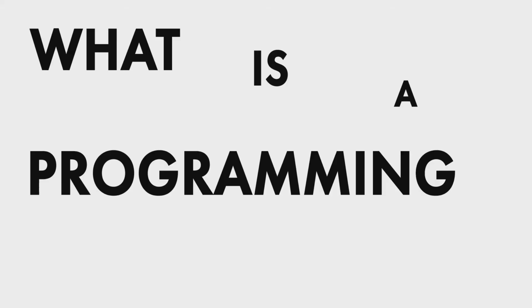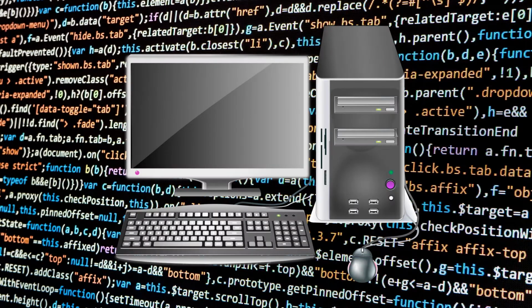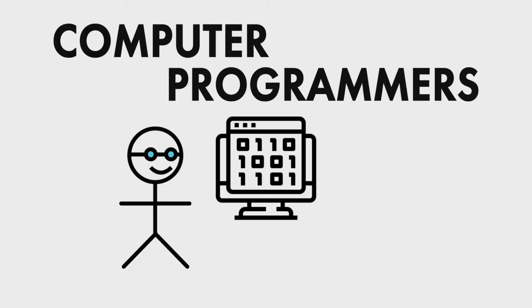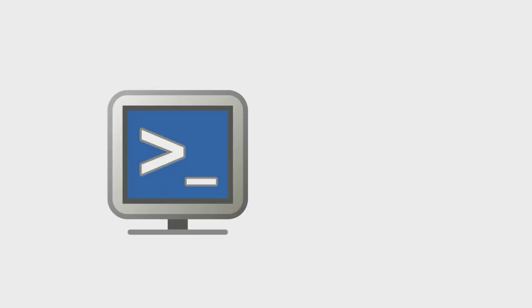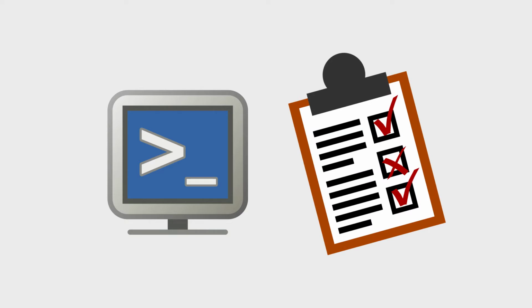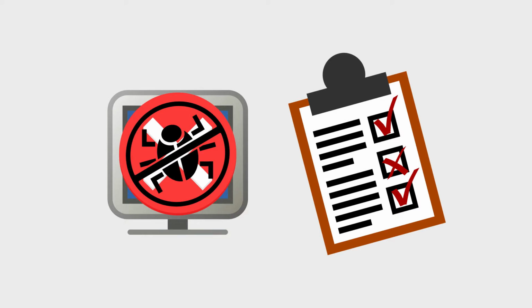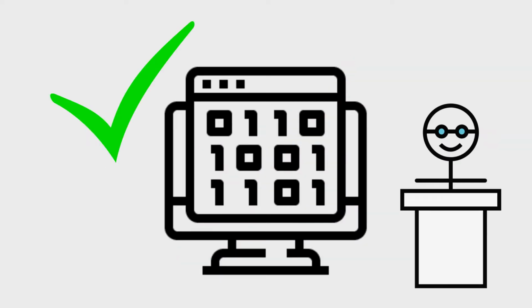What is a programming language? A programming language is a set of instructions that produces various output for computers. People who write programming languages are called computer programmers. A programmer writes instructions in source code. When the source code is run, it is first compiled to see if there are any errors. If the source code has an error, it is called a bug. Programmers will have to debug their code in order for it to work properly.